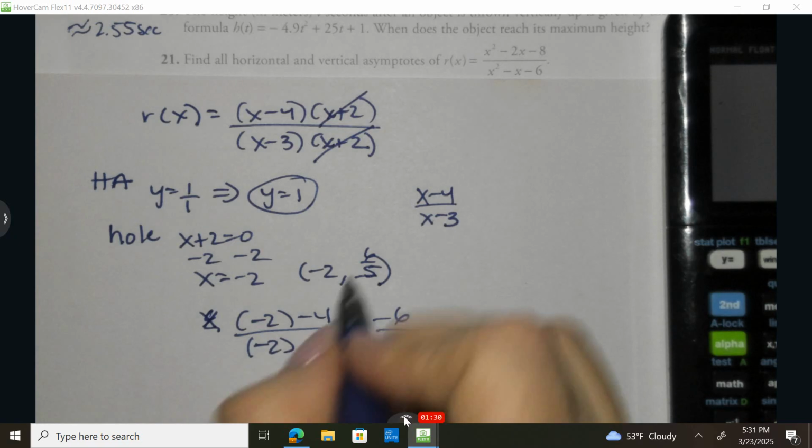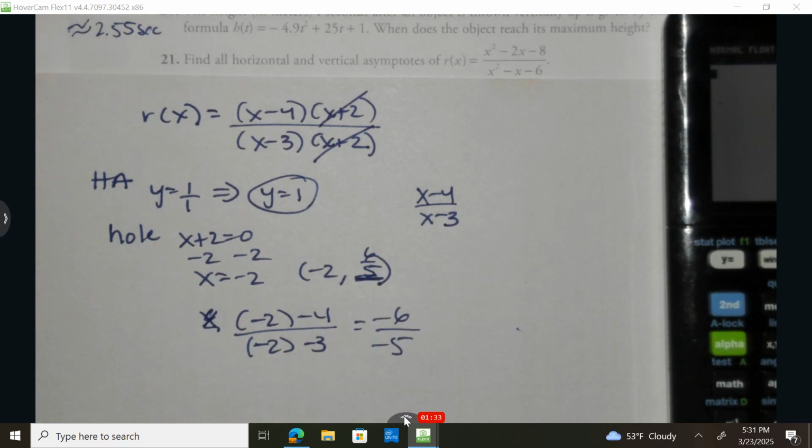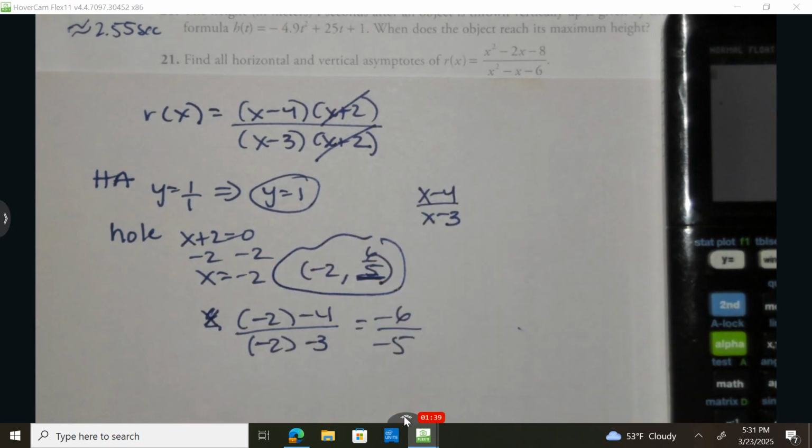This is not a negative, that's just where the line was for me to place a y coordinate. Because a y coordinate exists for that hole, this means there is a hole here at x equals negative 2. Now, the last thing we're going to do is identify the vertical asymptote.